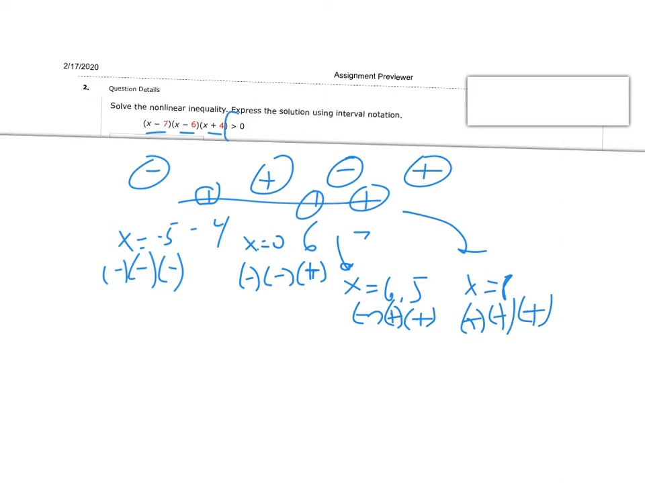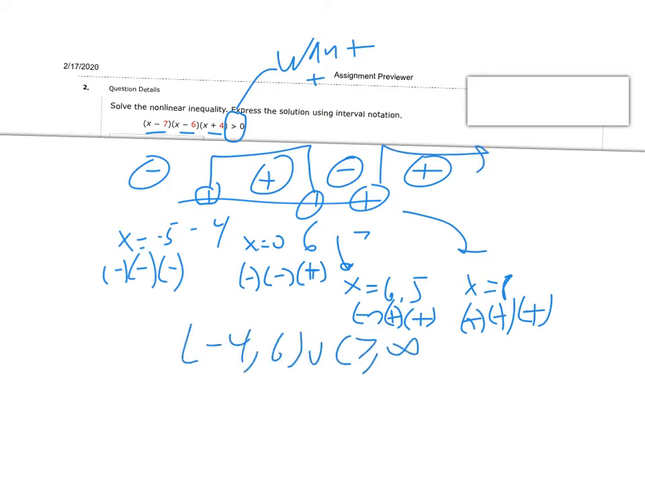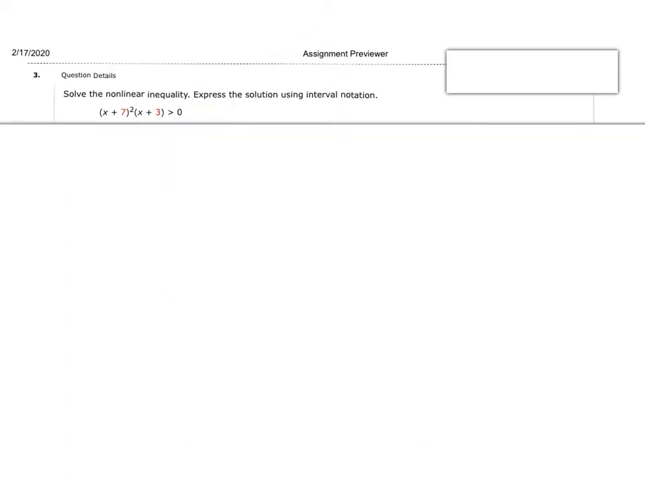Now, in this one, we have greater than 0, so we want the positives. And so I'll go in here and then out there. So this will be negative 4 to 6, and then also 7 to infinity. Those are all parentheses.